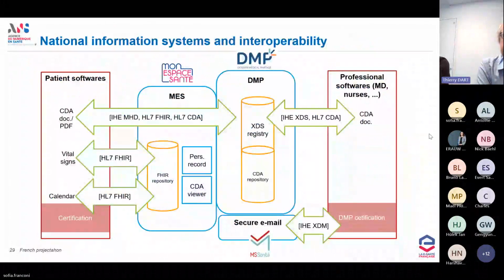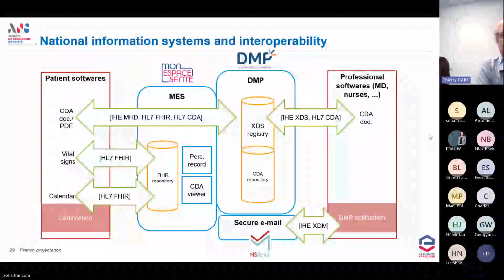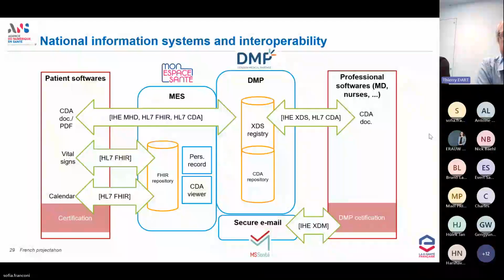I will not go in detail, but here you have the main component, the main interface, and the name of the profile we use. Most are from IHE. So we have at the center the DMP, the CDA repository of documents using XDS repository, connected with professional software on the right and also with patient software on the left. We have also a patient space, Mon Espace Santé, with a FHIR registry for vital sign and for calendar. Next slide.